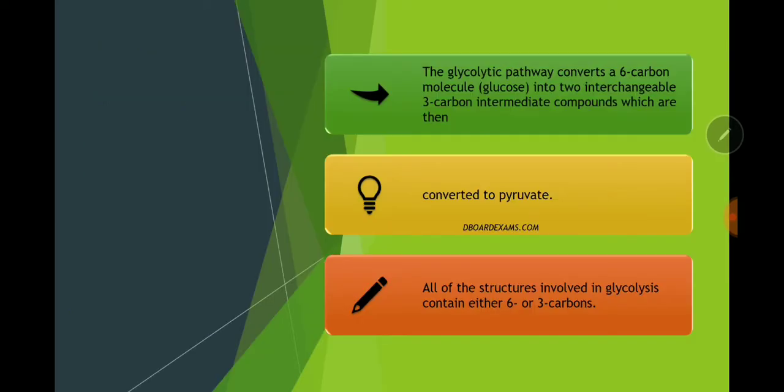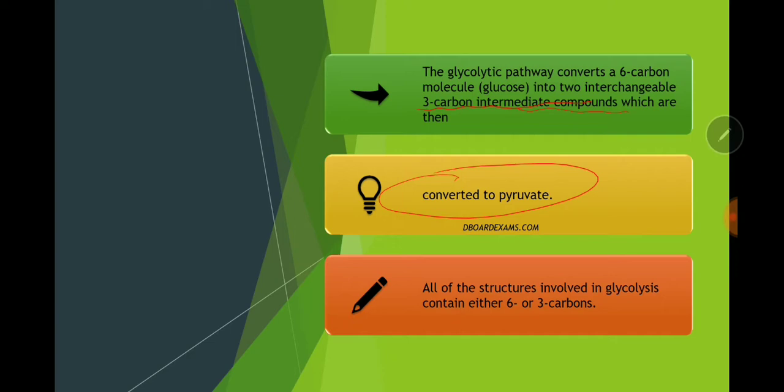All right. So the glycolytic pathway converts a 6 carbon molecule into two interchangeable 3-carbon intermediates. We've already discussed that. So these 3-carbon intermediates are then converted to pyruvate. And all the structures which are involved in glycolysis contain either a 6-carbon ring or a 3-carbon ring.